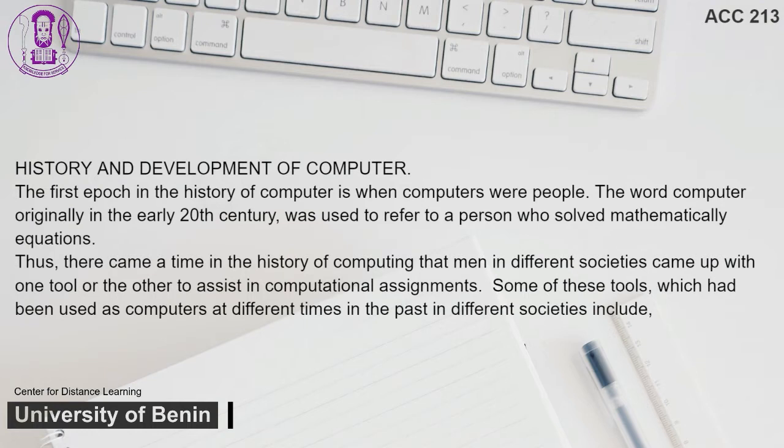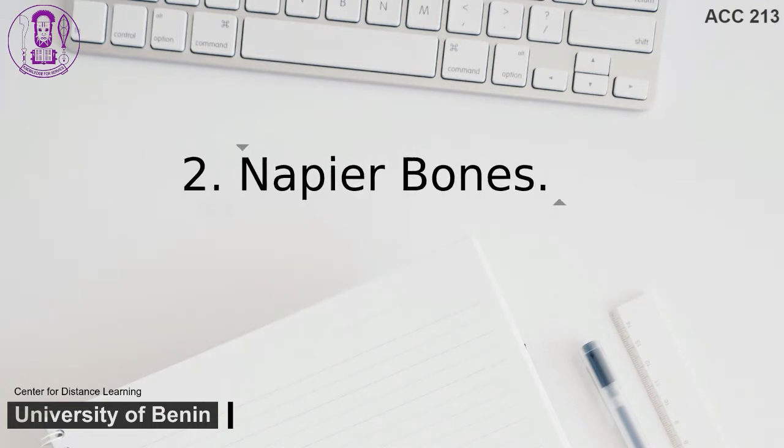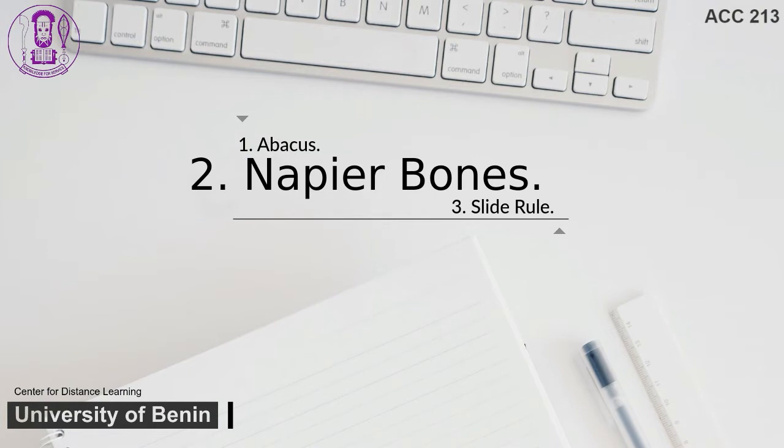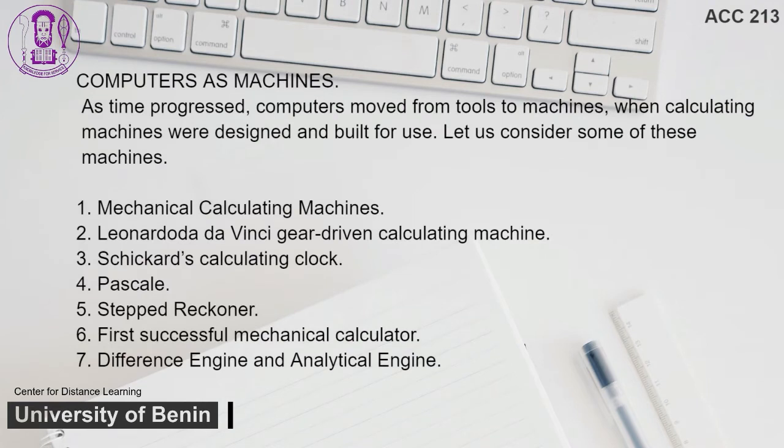Some of these tools, which had been used as computers at different times in the past in different societies, include 1. Abacus. 2. Napier Bones. 3. Slide rule. Computers as machines. As time progressed, computers moved from tools to machines, when calculating machines were designed and built for use. Let us consider some of these machines.